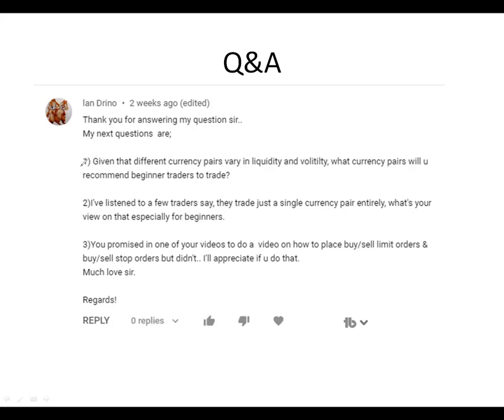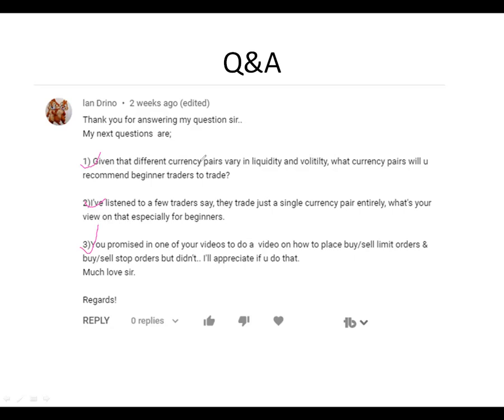My next questions are, question number one: given that different currency pairs vary in liquidity and volatility, what currency pairs will you recommend beginner traders trade? That's his question. Question number two: I have listened to a few traders say they trade just a single currency pair entirely. What's your view on that, especially for beginners? That's the second question. And his third question says: you promised in one of your videos to do a video on how to place buy or sell limit orders, and buy or sell stop orders, but didn't. I will appreciate if you do that. Much love, sir. Regards. So this is Iron Drino's three questions.